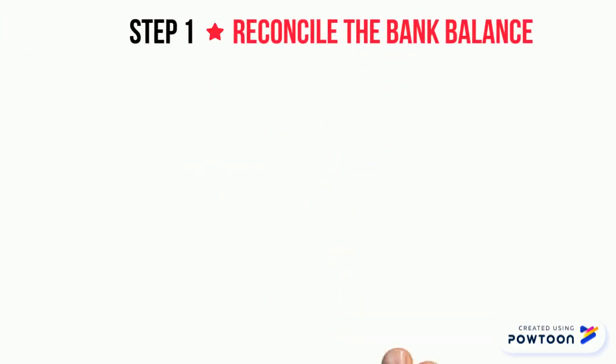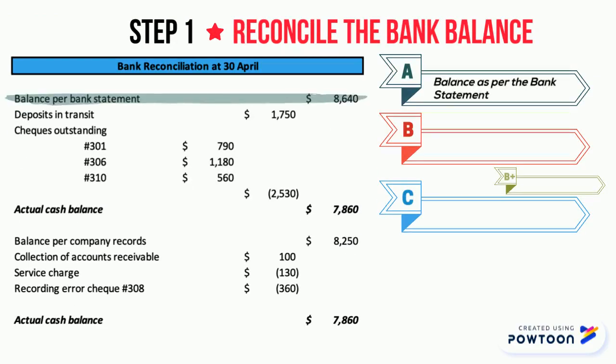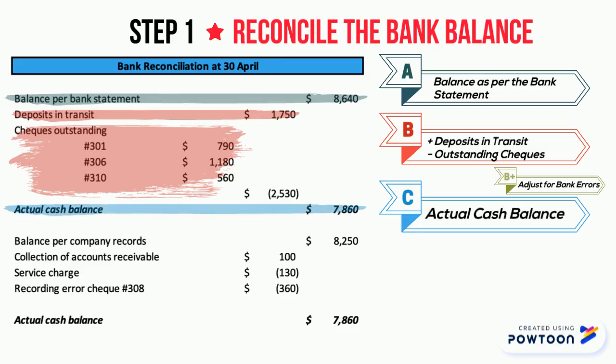The first step in a bank reconciliation is to adjust the cash balance reported on the bank statement to the business's actual cash balance. To do this, we add deposits in transit and subtract outstanding checks. This step can also involve adjusting for any bank errors. After reconciling the bank balance, it should now be equal to the actual cash balance.